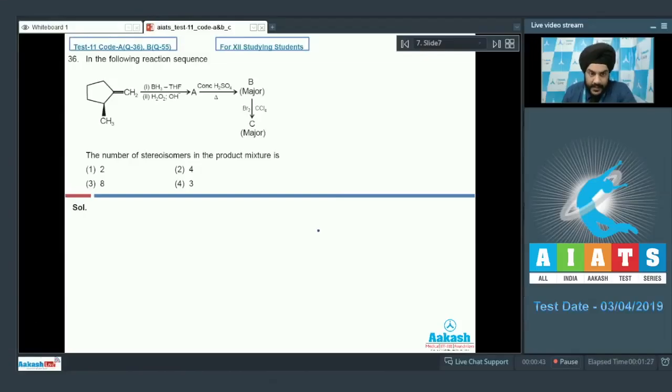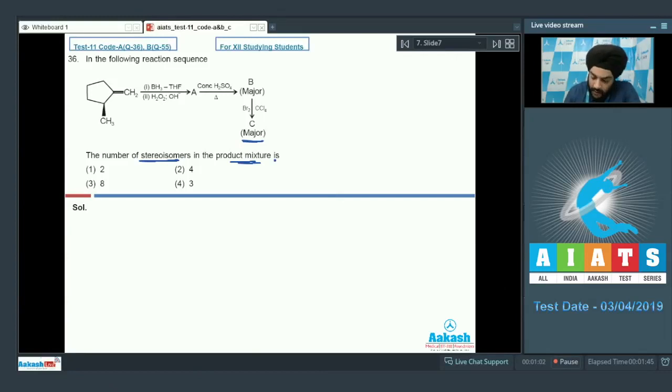Let us look at question number 36, students. In the following reaction sequence, we have been given a substrate which is allowed to undergo the given sequence of reactions to form the major product as C. The examiner seems to be interested in the number of stereoisomers which are formed in the product mixture.